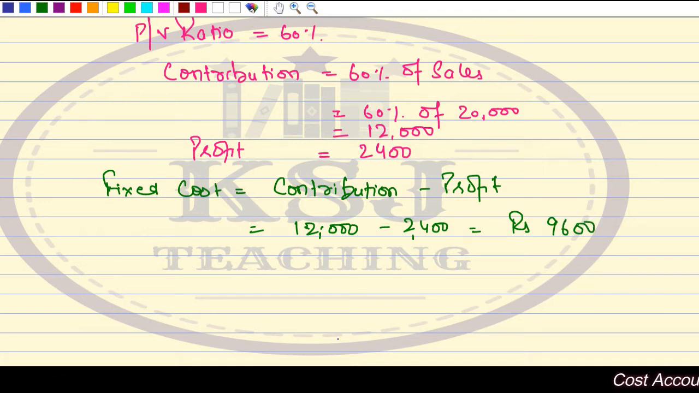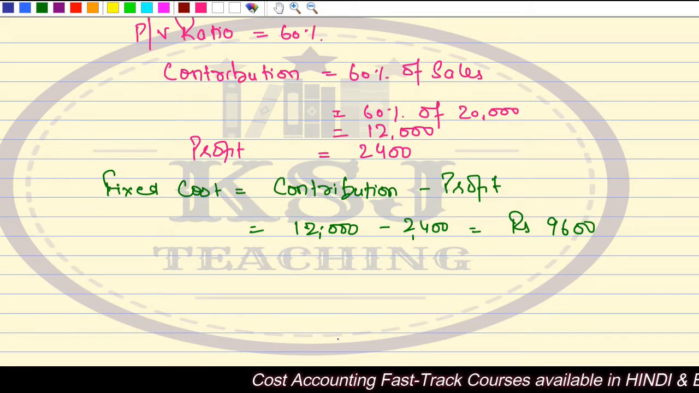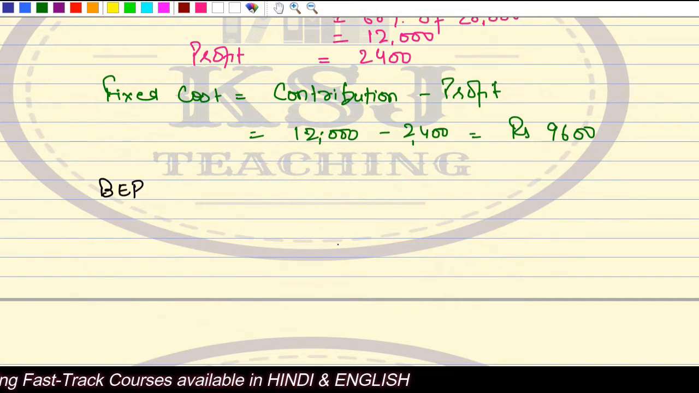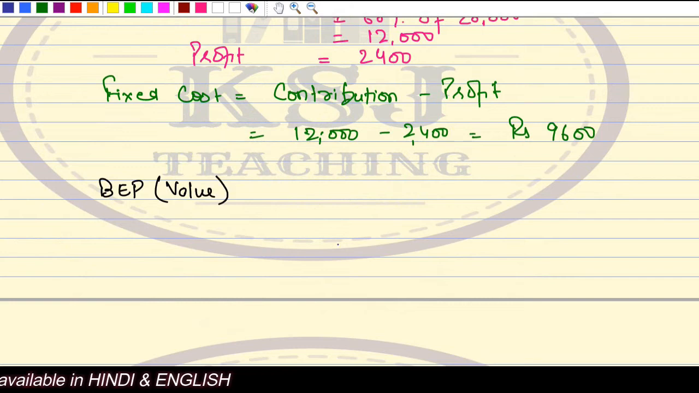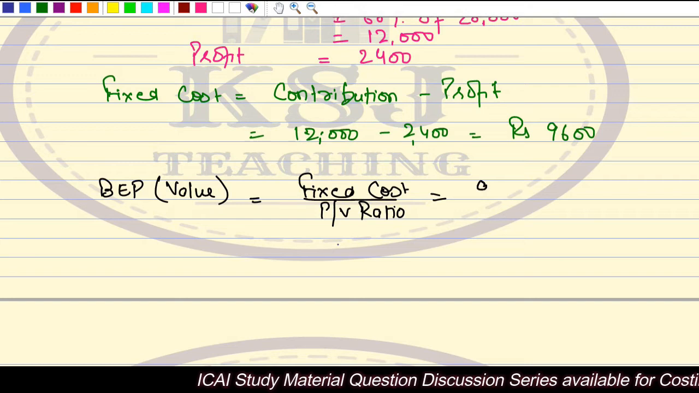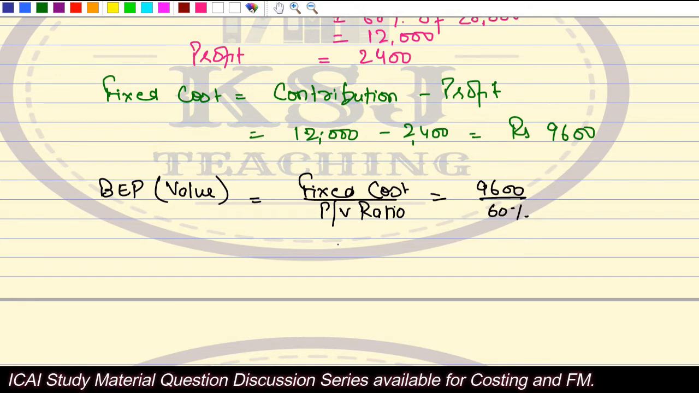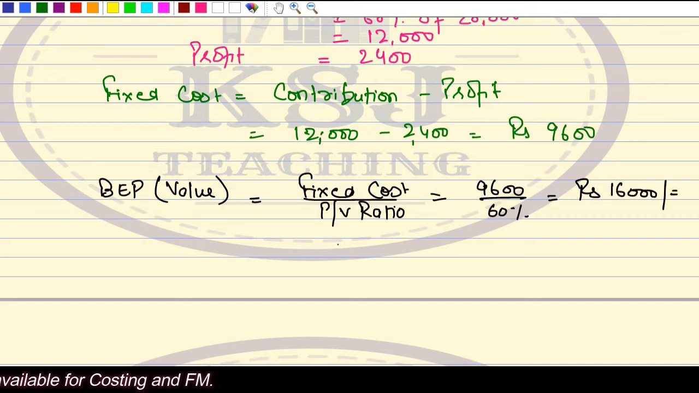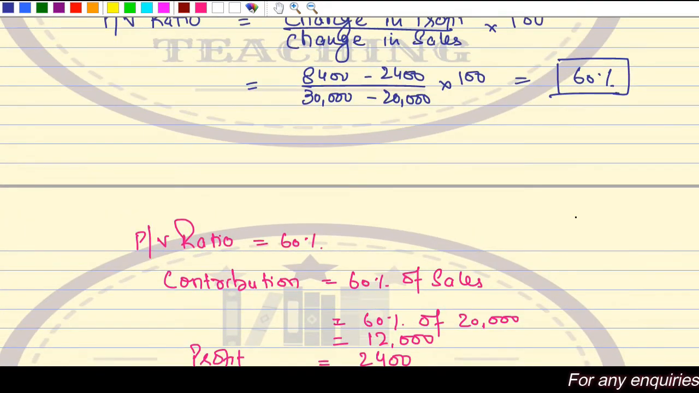Now we can calculate break even, that is fixed cost divided by PV ratio. We can do that? Yes, sir, we can do it. Break even point in value is fixed cost divided by PV ratio. 9,600 divided by 60%, right? So this comes out to rupees 16,000. Clear? So this is how this question was to be solved. Interesting, isn't it?